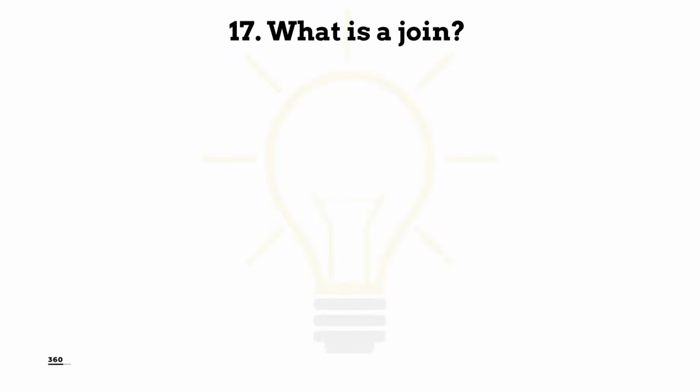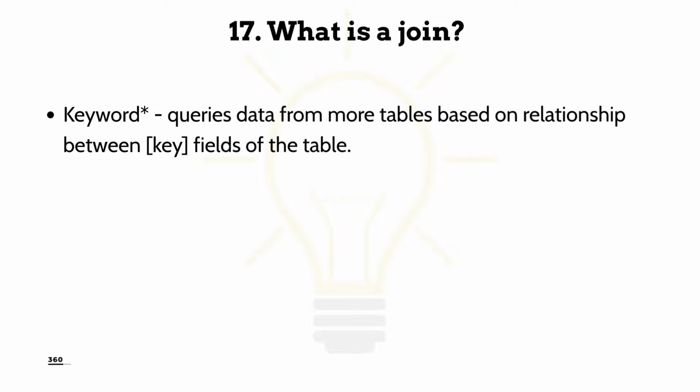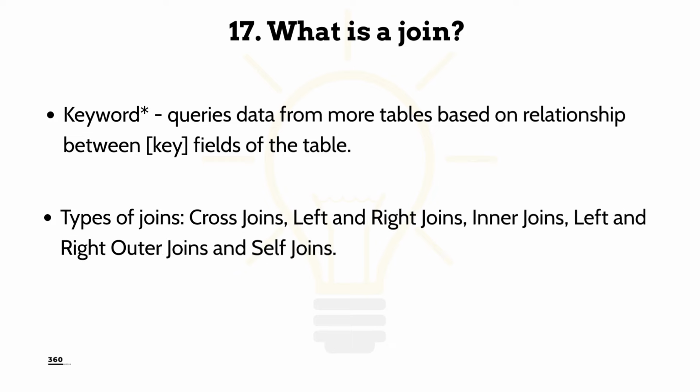You may also be asked about the types of joins in SQL. Join is a keyword used to query data from more tables based on the relationship between the fields of the tables. There are different types of joins, such as cross joins, left and right joins, inner joins, left and right outer joins, and so many more. In this video we will cover all of them. Keep watching.